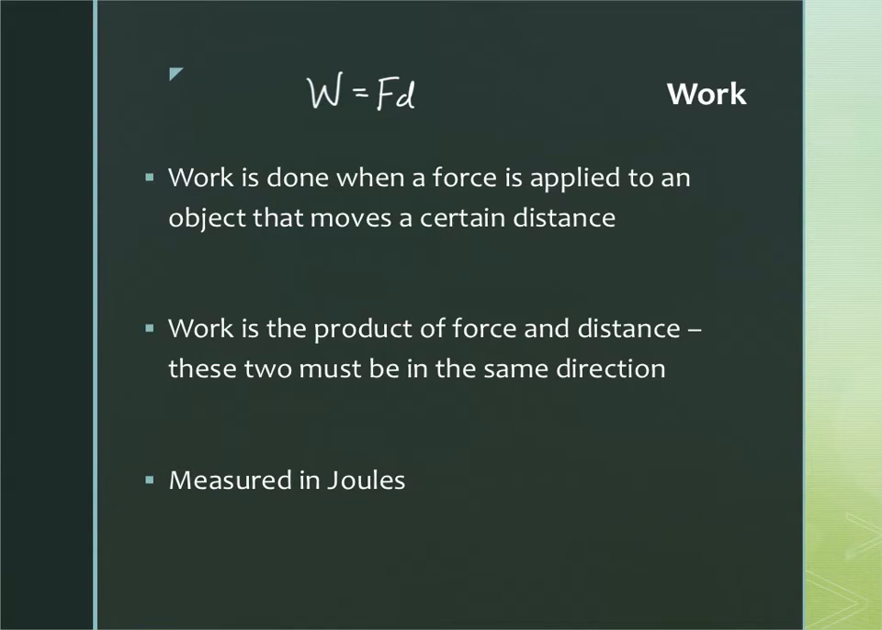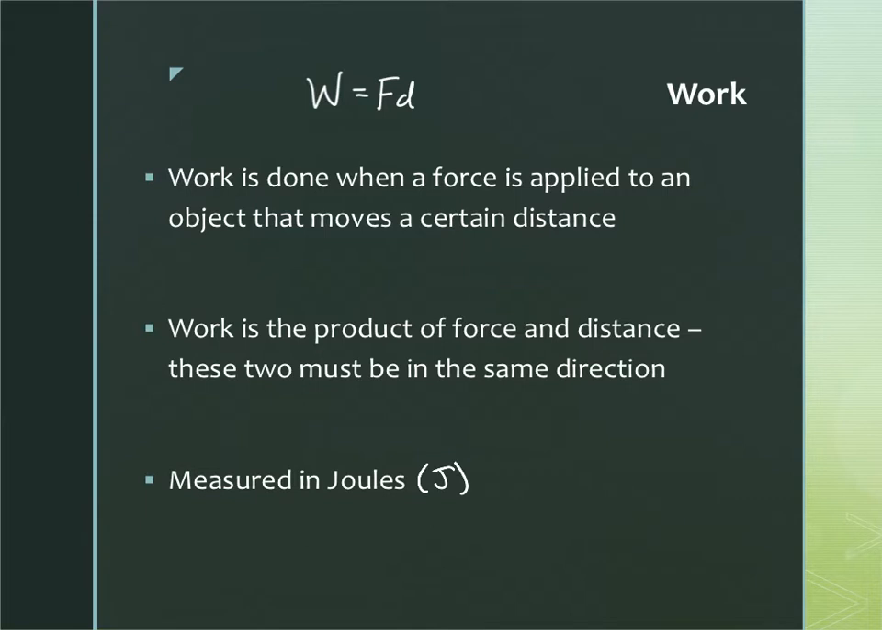So if an object is not moving, no work is done. If these two things are in different directions, also no work is done. And the unit for work is joules, which you can abbreviate with capital J, like all other types of energy. So work is essentially energy, the work to do something to make a change happen. And some of these problems may include work in the horizontal direction and work in the vertical direction.